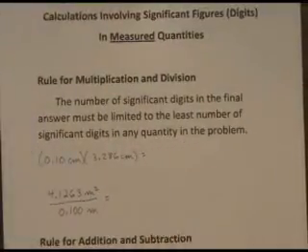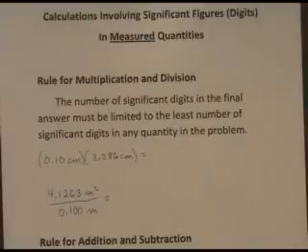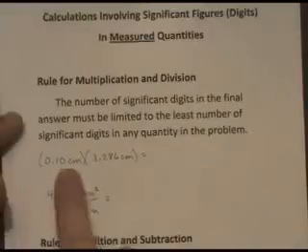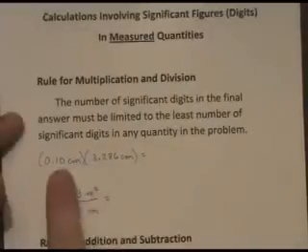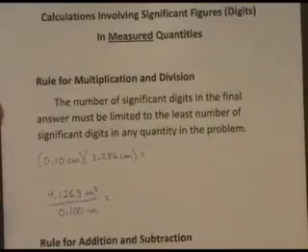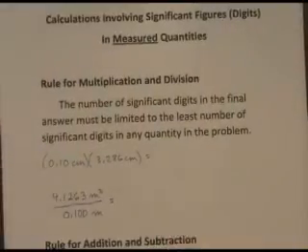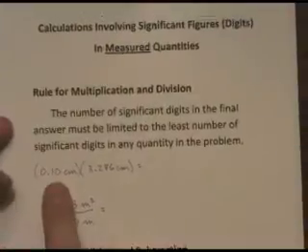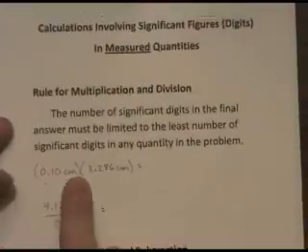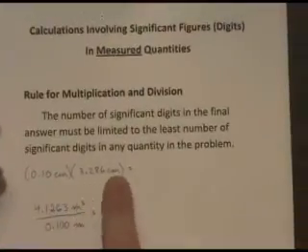In other words, that last lesson we looked at on counting significant digits becomes important because we have to look at the quantities involved and decide which one has fewer significant figures so that the answer can have that number of significant figures. In this first example, we have 0.10 centimeters times 3.286 centimeters.